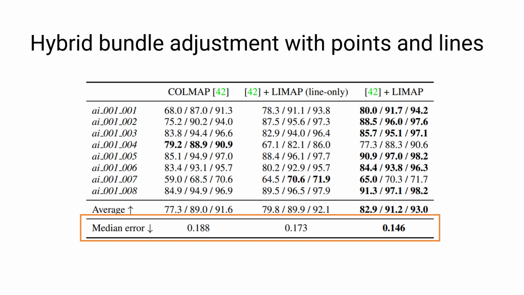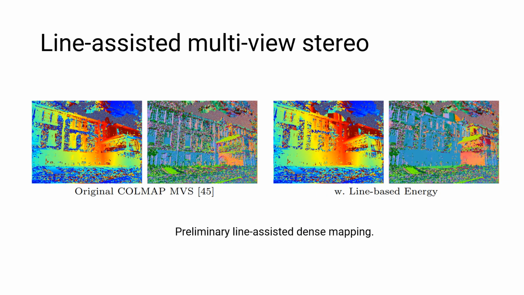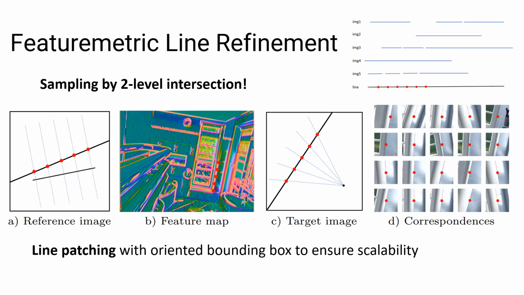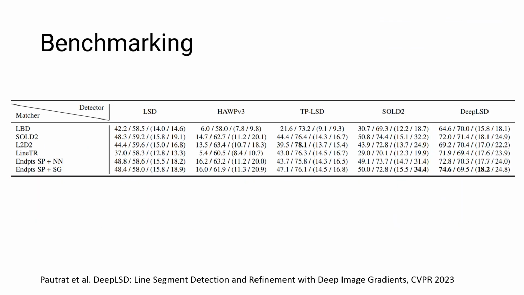Aside from localization, we also try to optimize the points and lines jointly with the camera poses and intrinsics in a hybrid bundle adjustment framework. Again, integrating lines alongside points yields the best performance. Further extensions also include using lines to assist dense mapping and feature-metric optimization.